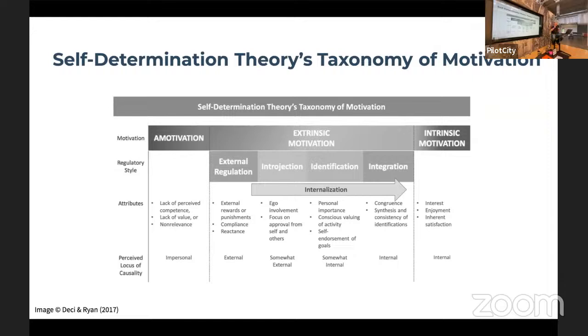Because I used to think that motivation was like a switch. Like you either want to do something or you don't want to do something. But it turns out that scientists have found that there's actually 6 different types of motivation. All the way over here, you get someone who's intrinsically motivated for something.